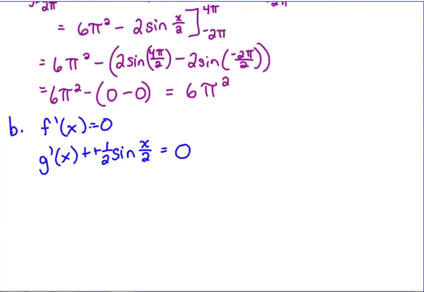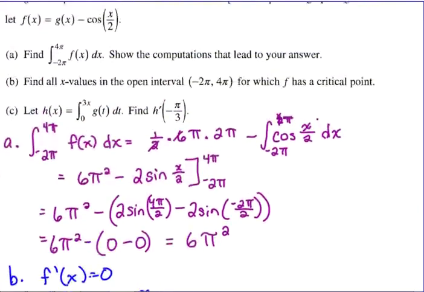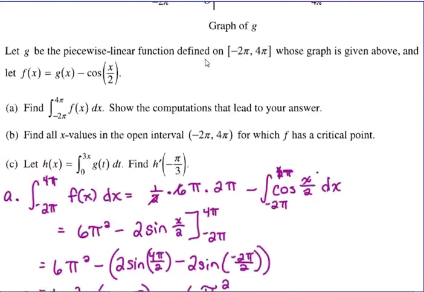So let's see here. G prime, we're looking at the function g. The derivative of that would be the slope of the tangent line. So on this side, we've got a slope of 1. On this side, we've got a slope of what? Rise over run, negative 1/2.